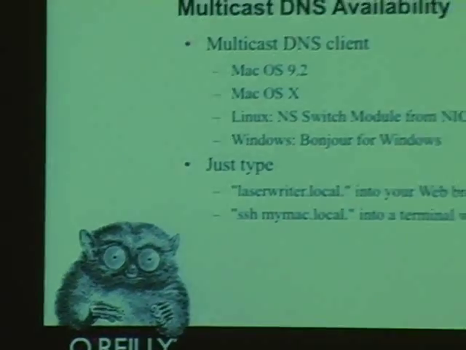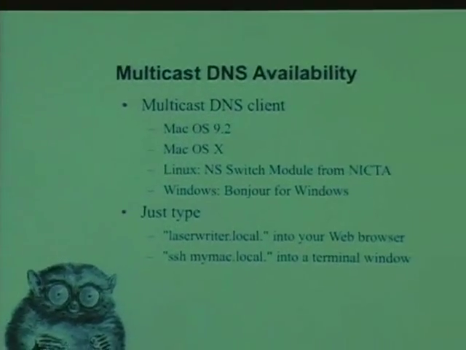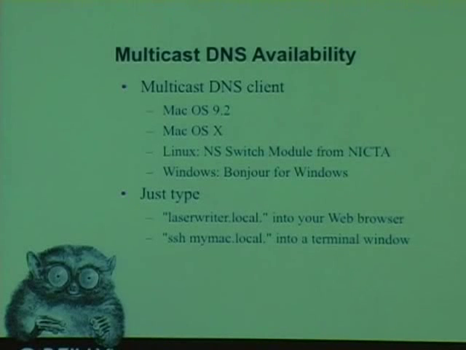Multicast DNS showed up in Mac OS 9.2, in Mac OS X. NICTA, a research organization in Australia, wrote the version for Linux as an NSSwitch plugin. And in Bonjour for Windows from Apple, we have a name service provider plugin that implements .local name lookup as well. So that's good. We've got back to sort of feature parity with what people expect of internet networking, which is IP addresses and names that you type in.